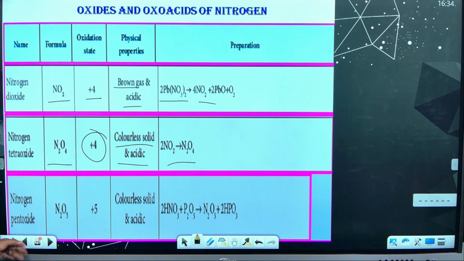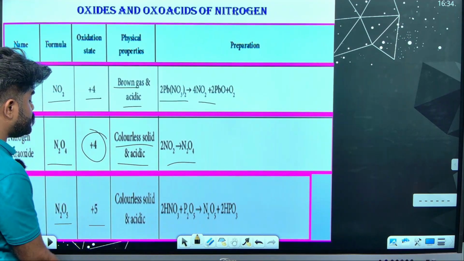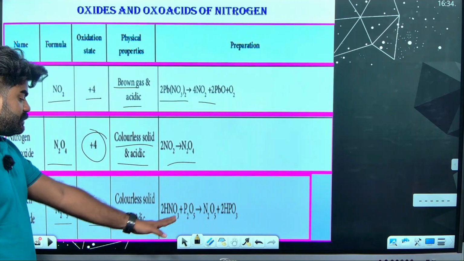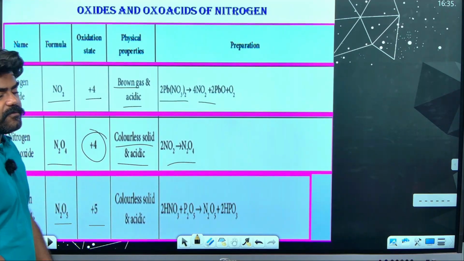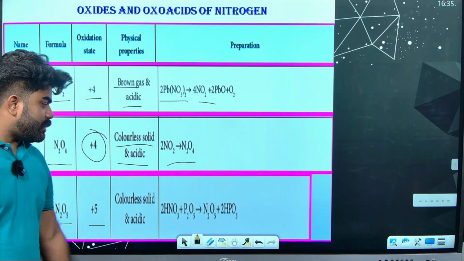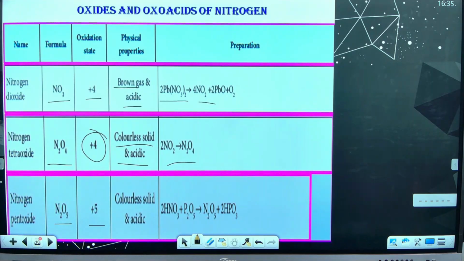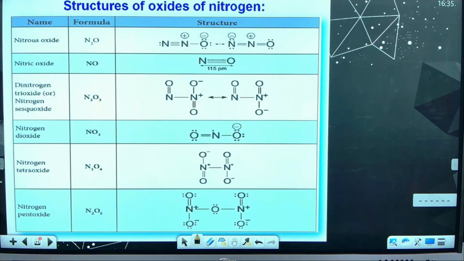Then nitrogen pentoxide, which is given by N2O5. Here the nitrogen's oxidation state is +5. And how do we prepare it? When you take HNO3, that is nitric acid, with P2O5, phosphorus pentoxide, and react it, you get nitrogen pentoxide. It is a colorless solid and it is acidic in nature.